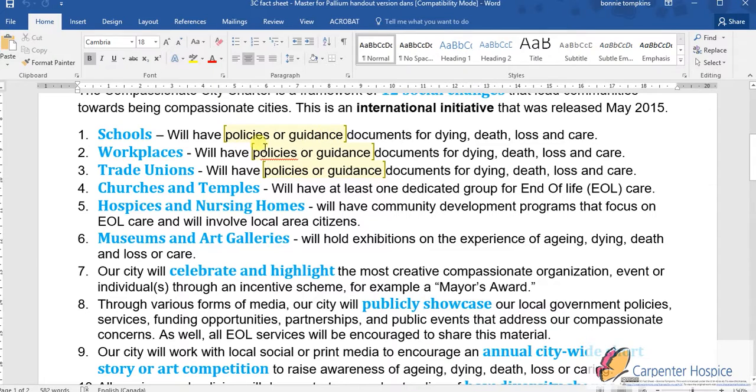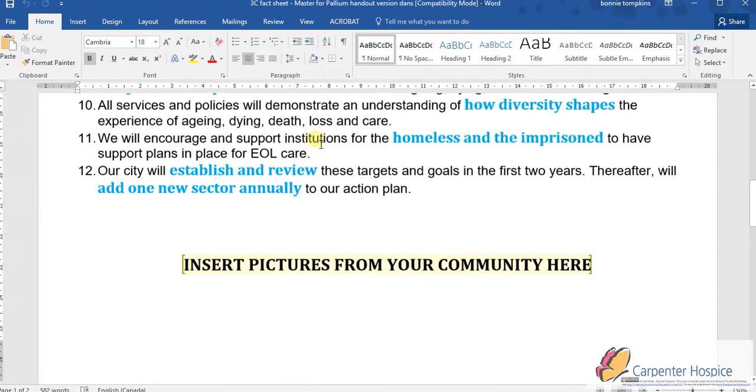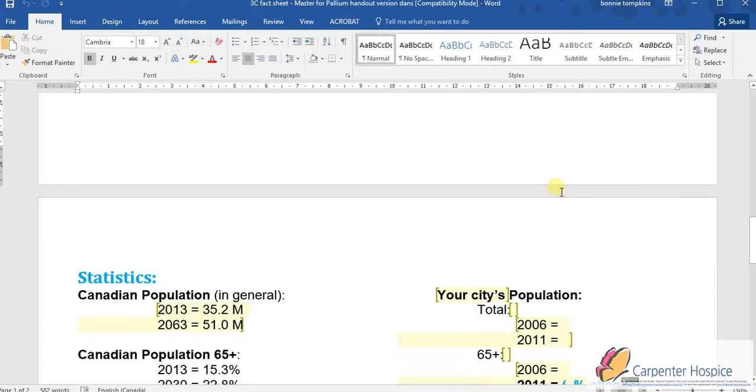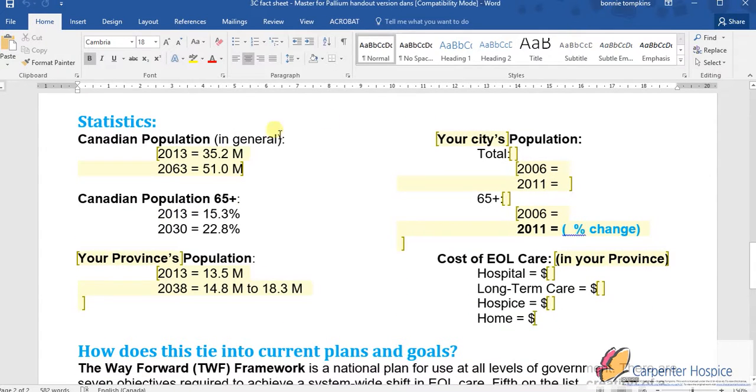Here, I put this in yellow because remember, again, you have to decide whether you're using the policy word or you're using the guidance word. So you'll have to take note and change that. Insert some pictures from your community, something that engages people, pulls them in, helps increase that buy-in. Here, your statistics, so you need to go through and find out what your local statistics are. You can go to Stats Canada in Canada and find that information.